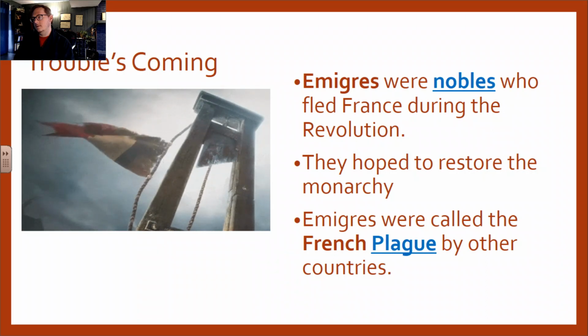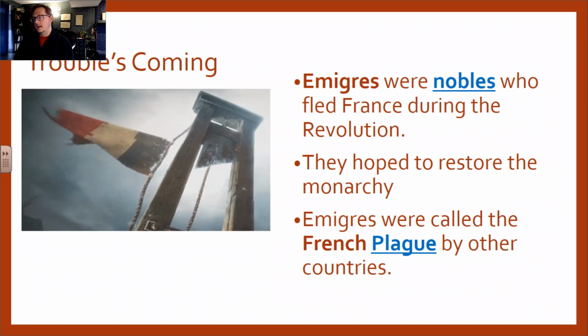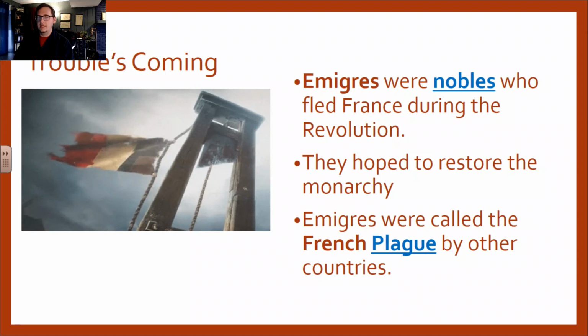So next we have émigrés, which are nobles who fled France during the Revolution. They hope to restore the monarchy. They would have been the conservatives. And they're nicknamed the French Plague by other countries.